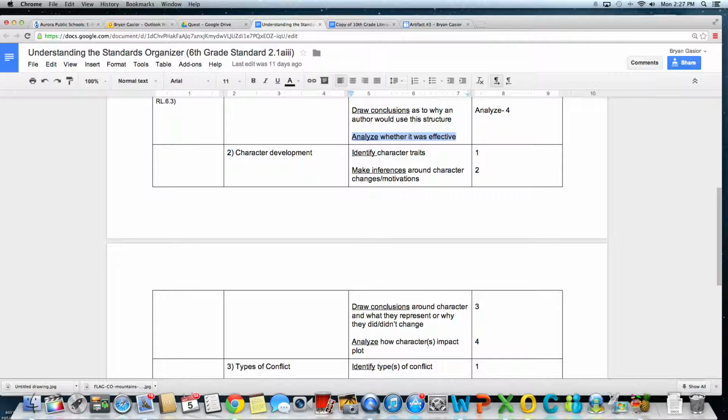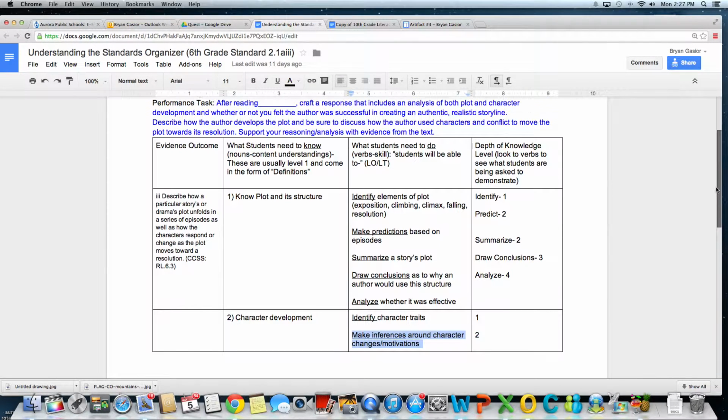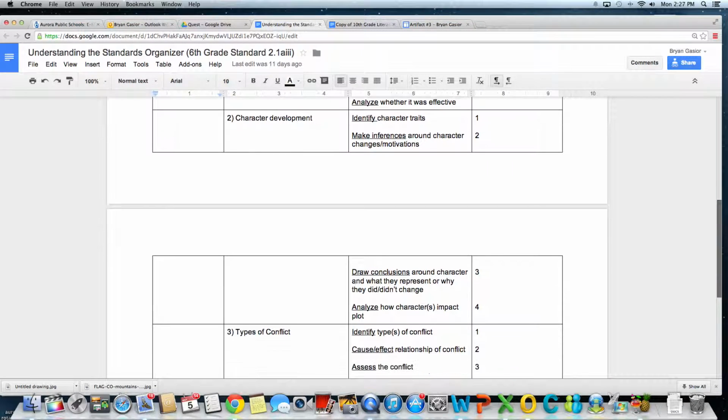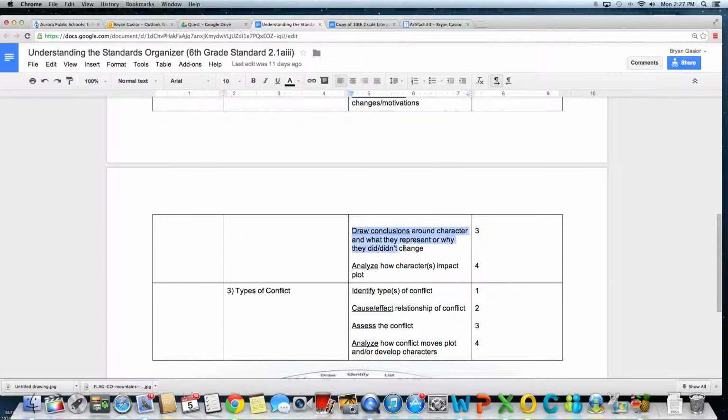Character development, once again, we're identifying character traits. Then we're making inferences around character changes and motivations. All of this is connected back to, if we were to go back over here, these are related to the language of the standard itself, or the evidence outcome, I should say. Drawing conclusions around character and what they may represent and why they maybe didn't change. And then analyzing characters and how those characters impact plot development.